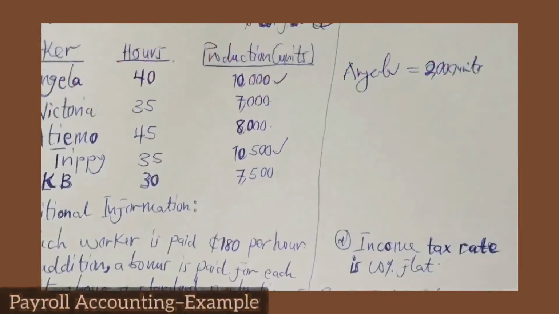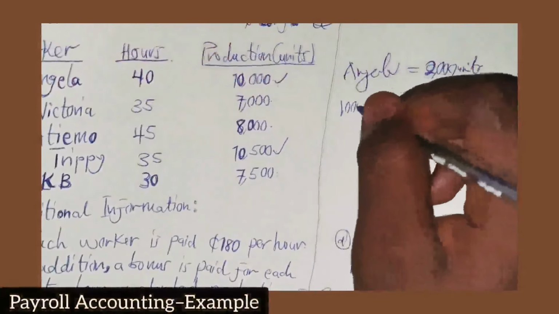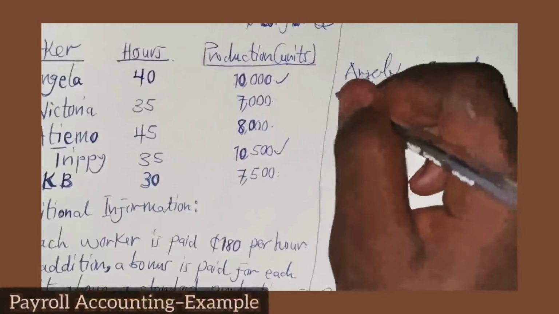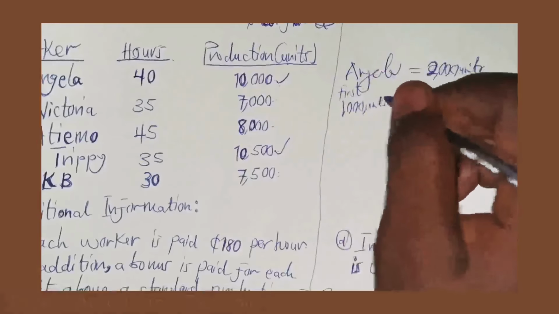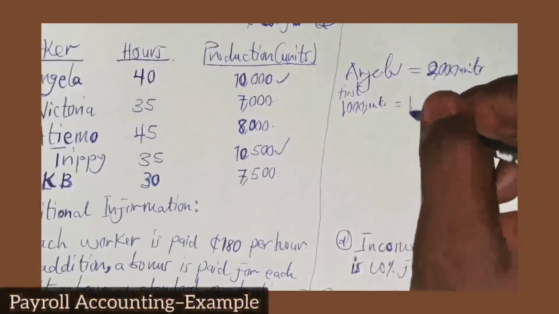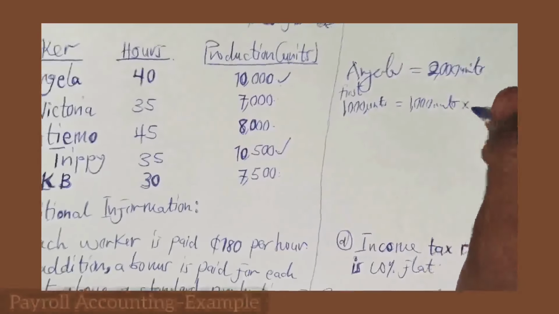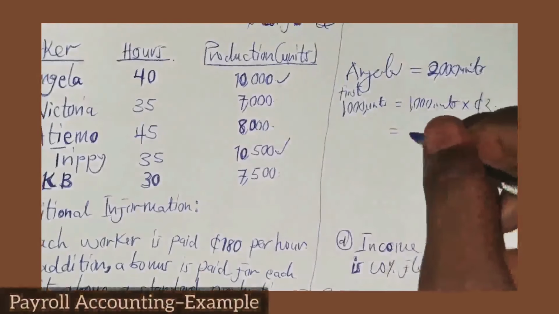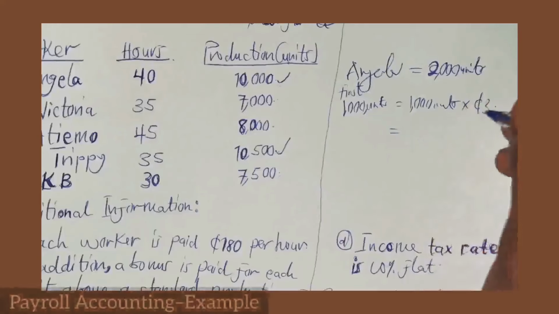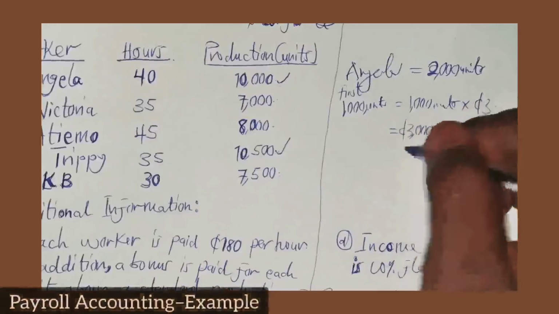So straight away, I can say that my first 1,000 units is going to be 1,000 units multiplied by 3 cedis, and whatever I get will be the answer for the first unit. So here it becomes 3,000 cedis.